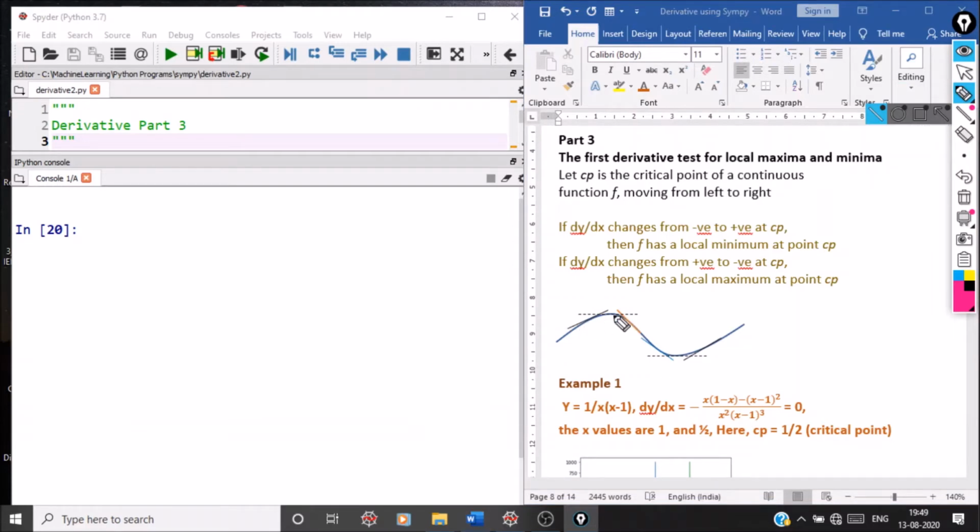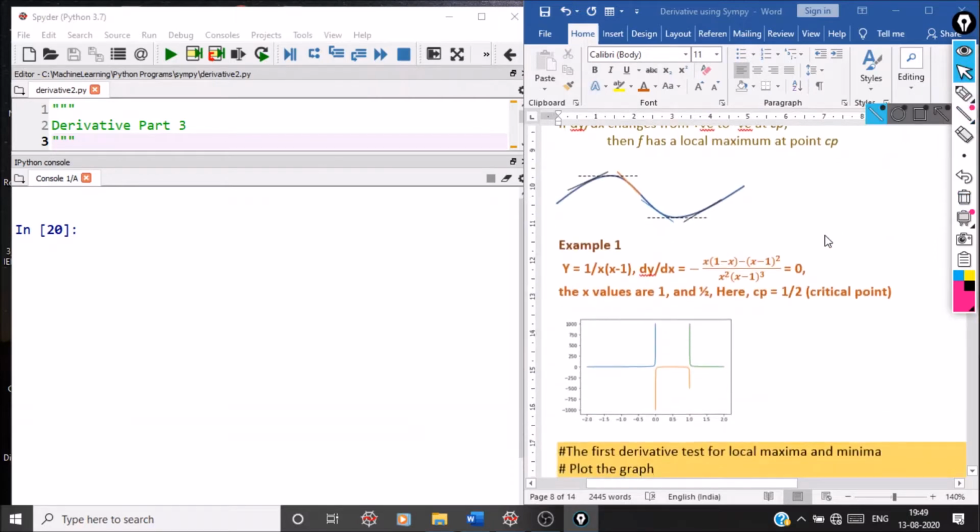Okay, so we can see here, this is our local maxima, this is local minima. Here dy/dx changes from positive to negative, and here dy/dx changes from negative to positive. So if it changes from negative to positive, that means it is a local minimum, and if it changes from positive to negative, then it is called a local maximum.